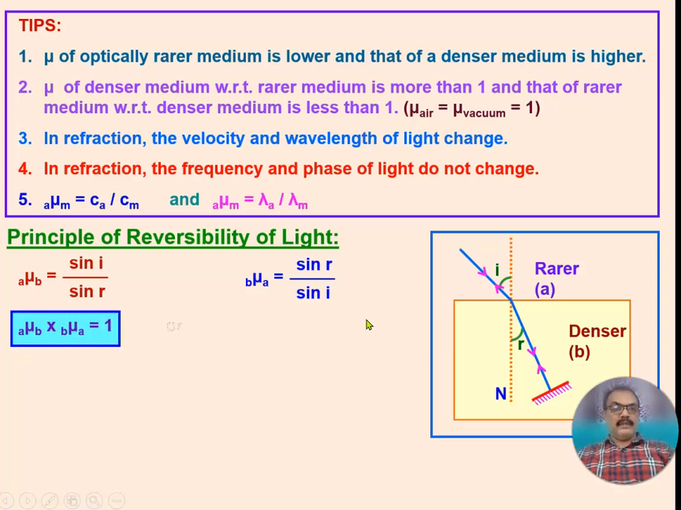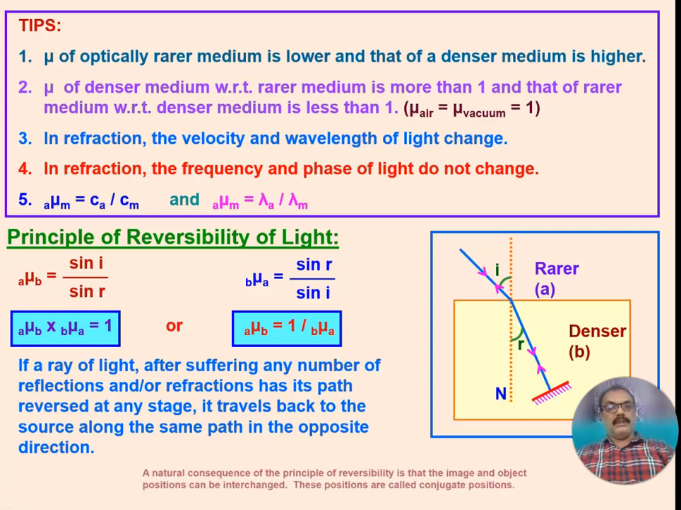So you can see here one important formula will develop when light goes from A medium to B medium, and again in reverse, coming from B medium to A medium, it will get cancelled out, it will equal to 1. This is the relation which helps you for MCQ questions.